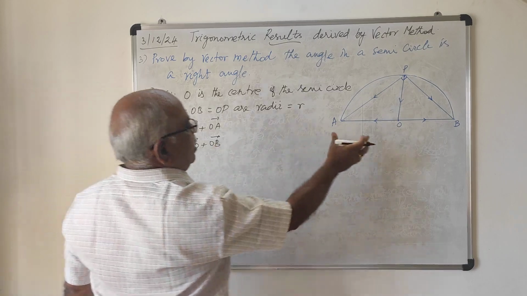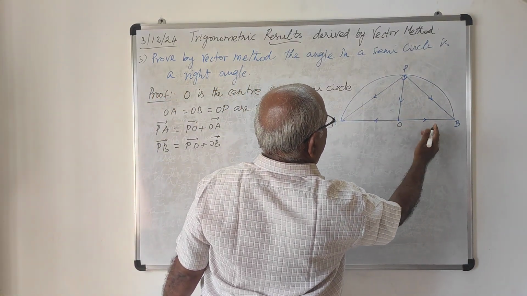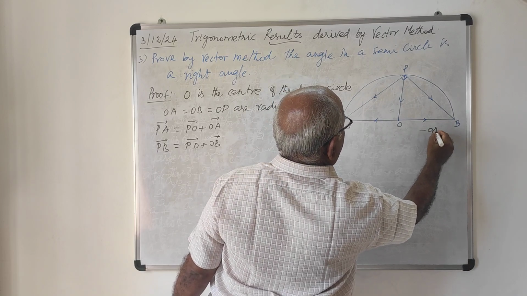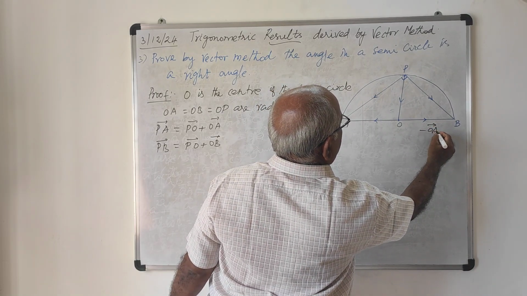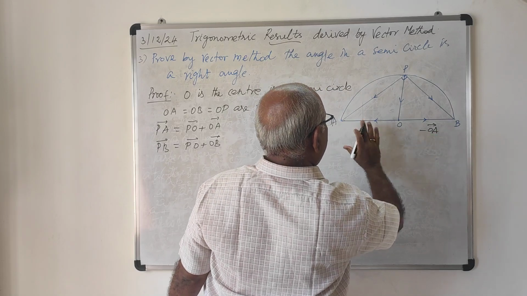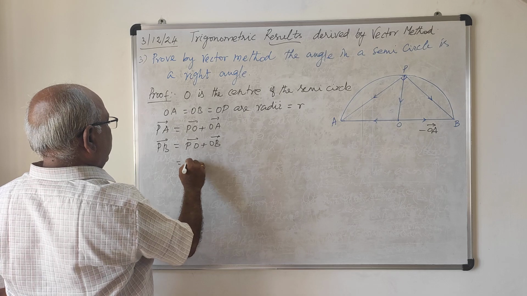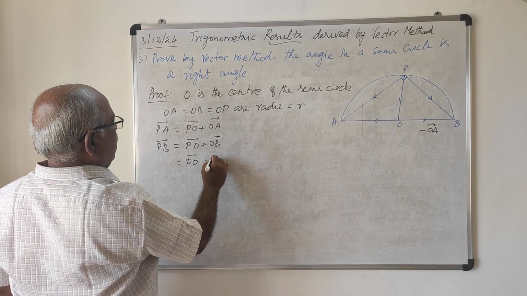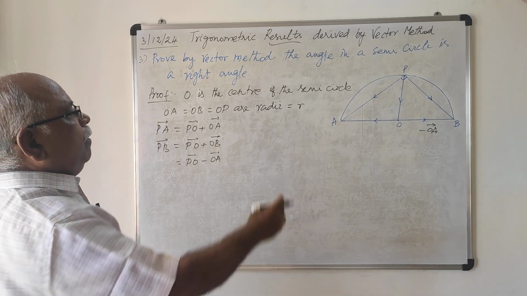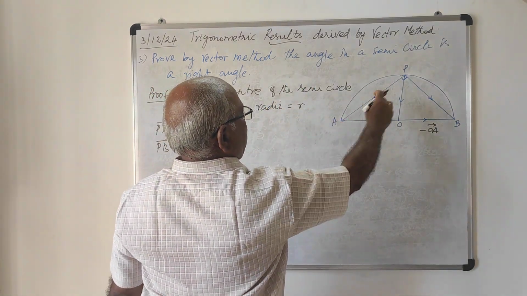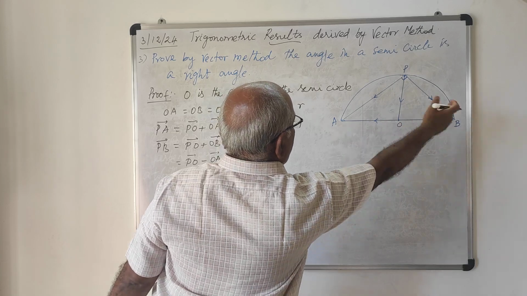OA and OB are equal but in opposite directions. You can write OB as minus OA because it is in the opposite direction of OA. Therefore, I can rewrite PB as PO minus OA. PA vector is PO plus OA, and PB vector is PO plus OB, but OB is in the direction opposite to OA, therefore this is minus OA.